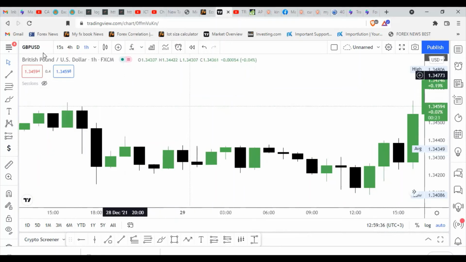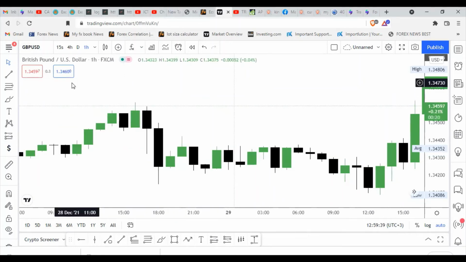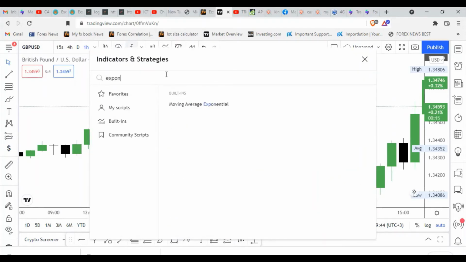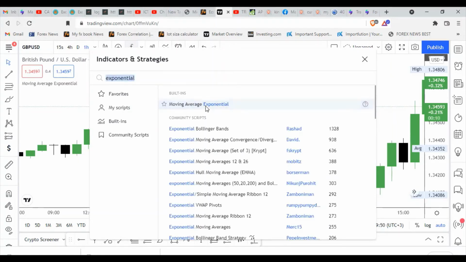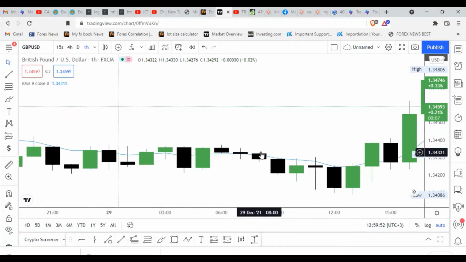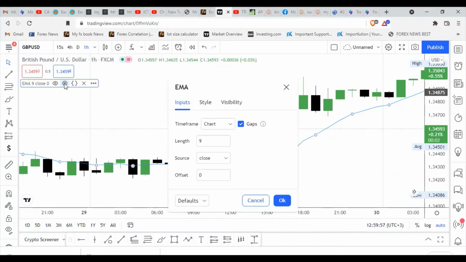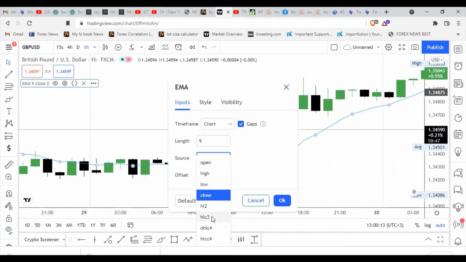So now let's look at the exponential moving average. This exponential moving average is shown in our chart. So we go to settings to see how it behaves. The exponential moving average is also called EMA, and you can see the length, the number of periods it covers, and the source, where you want it to cover.